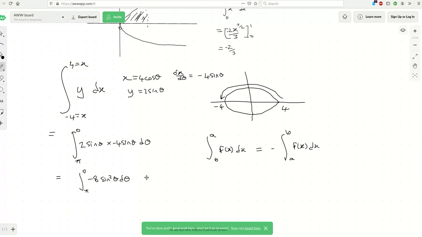You do need to swap the limits round to make that pi and 0, positive 8 sine squared theta d theta. Now you might think, why is this going to give me a positive value? Well, I can give you several good reasons.